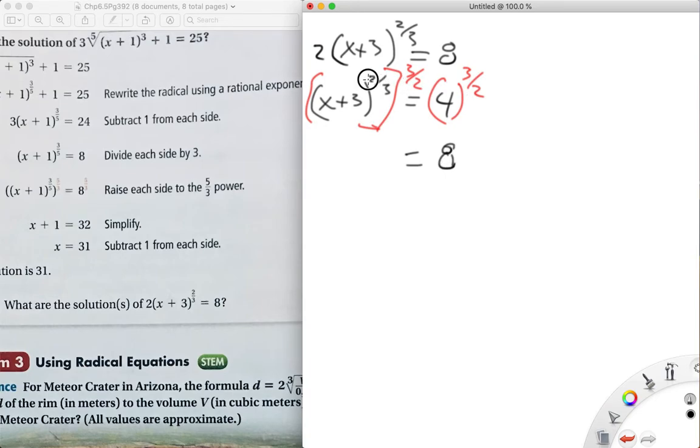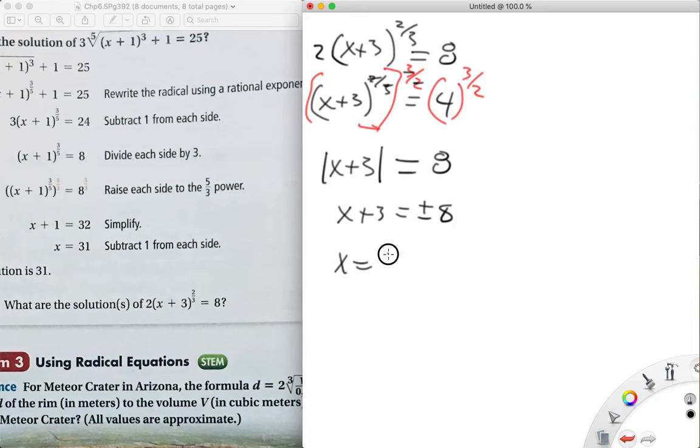These cancel out. Since there was a 2, I had an even number in the numerator, so it's going to be the absolute value of x plus 3. Which means x plus 3 equals plus or minus 8. If I subtract 3 from both sides and it's a positive 8, x equals 5. And with negative 8, x equals negative 11.